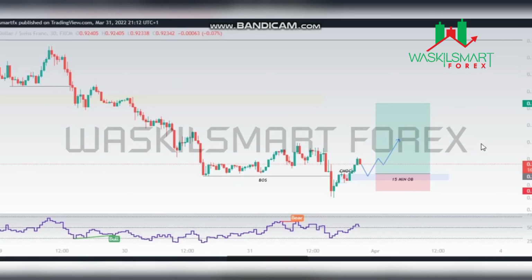Okay, now I hope you can see. This is the signal here. You can see where I dropped it here. I was expecting the market to come down inside this 15-minute order block here, and it did come inside it. Hope you can see what I aim for.